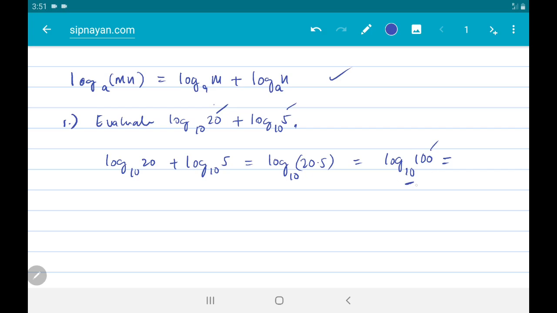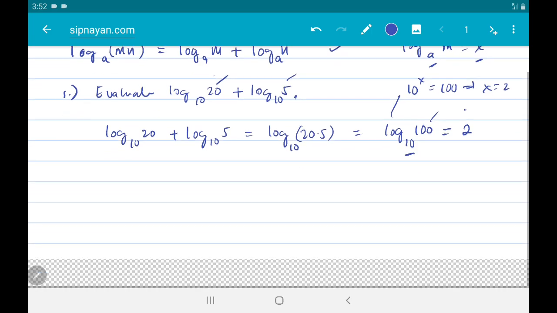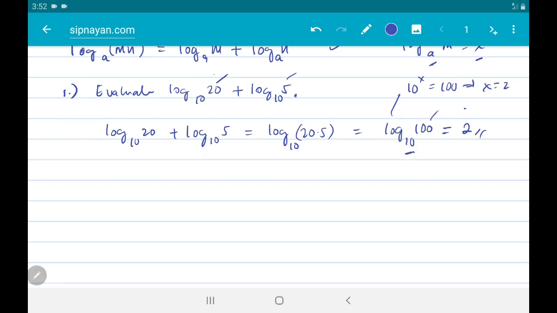Yung ganitong notation. Alalahanin nyo, logarithm of m to the base a equals x, meaning a raised to x equals m. So, 10 raised to something is 100. Parang ito sinasabi mo, 10 raised to x equals 100, which means that x equals 2. So, 10 squared is 100, kaya 2 yung sagot natin. Okay? So, ito yung final answer natin.